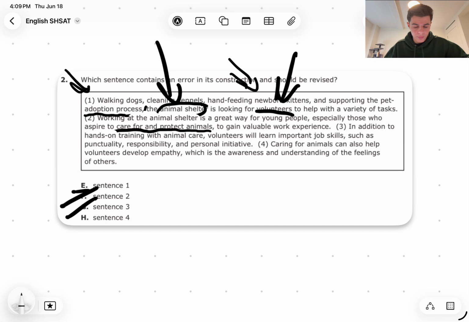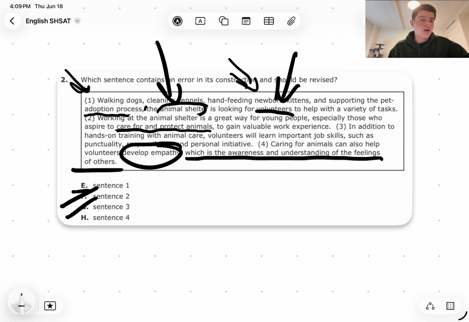H, or sentence 4. Caring for animals can also help volunteers develop empathy, which is the awareness and understanding of the feelings of others. No problems here, right? This is responding directly to this. There are no problems here, no dangling modifiers, no misplaced modifiers. So now I can confidently say that the answer is E.